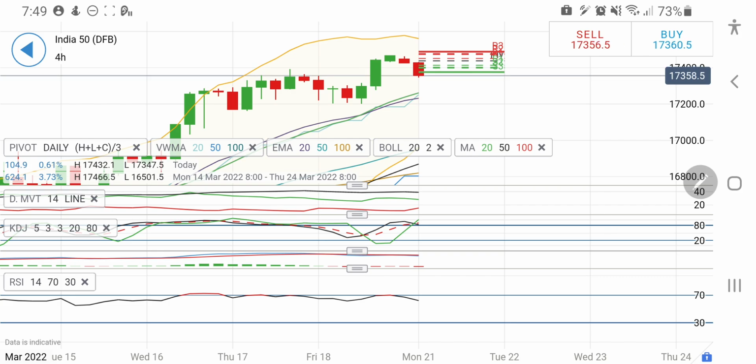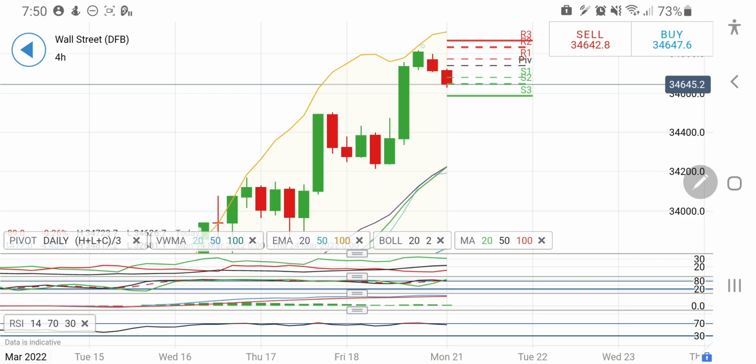Now let's have a look at US 30. US 30 on the 4-hour charts shows lower highs, indicating the possible long entry on US 30 is only beyond 34,740 levels. So if you see it trading above 34,740, then only you should take a long entry. Also look at this, the support is at around 34,500. Once it breaks 34,500 and 34,450 levels, we can definitely expect a further drop.